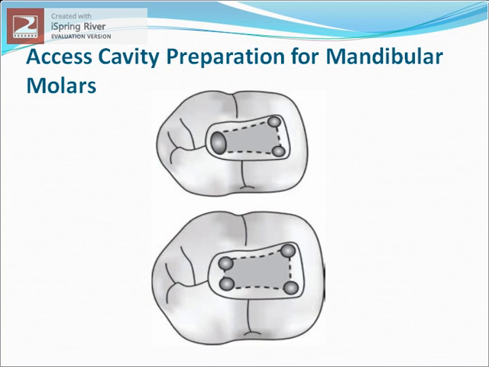The outline of the access cavity of mandibular molars is either trapezoidal or rectangular in shape, depending on the number of the canals, as shown in this picture.